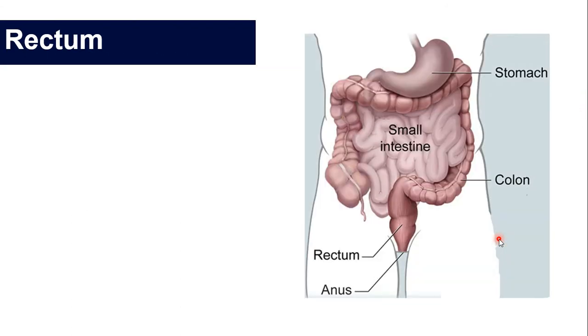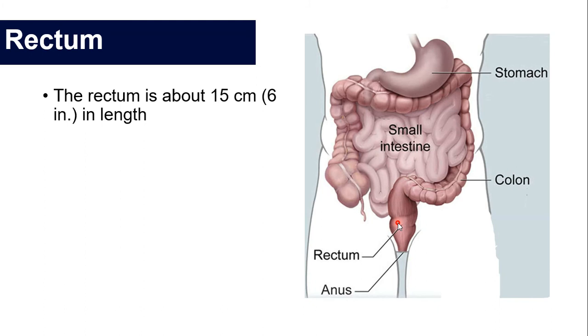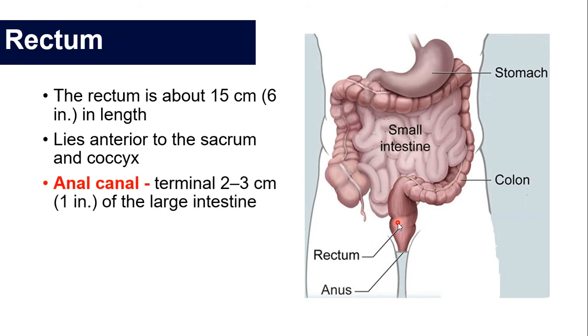After the sigmoid colon, we then proceed to the rectum. If this is the sigmoid colon, this part is your rectum. It is about 15 centimeters in length. It lies anterior to the sacrum and the coccyx, and it has this structure, which is the anal canal. It is the terminal 2 to 3 centimeters of the large intestine.